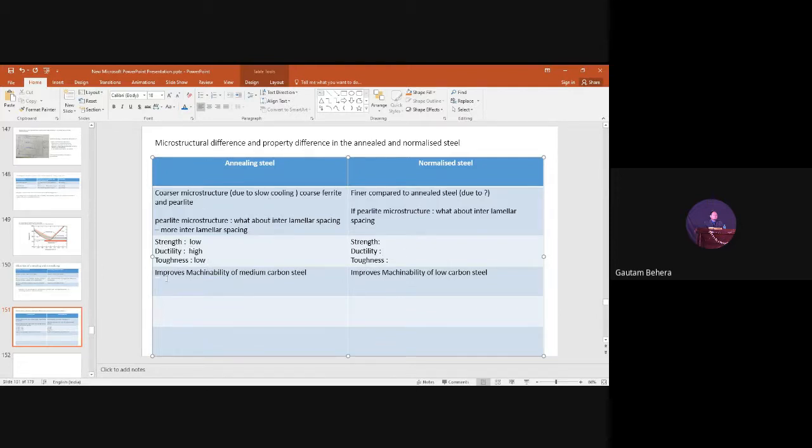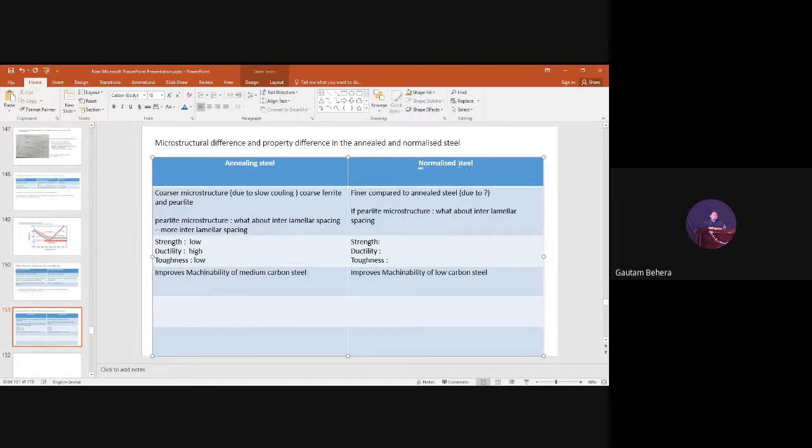Similarly, an interesting point is that annealing improves machinability of medium carbon steel. You understand, medium carbon steel means the carbon percentage is high. So high carbon percentage makes the steel harder and stronger. The strength is high, it is harder. So if you do annealing on that steel, you can improve the machinability, right? Because it brings ductility. Already it has high hardness and it is bringing ductility. So toughness will be good and you can machine it well, no problem.